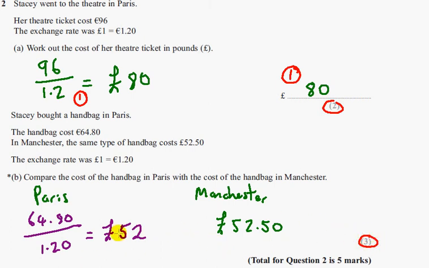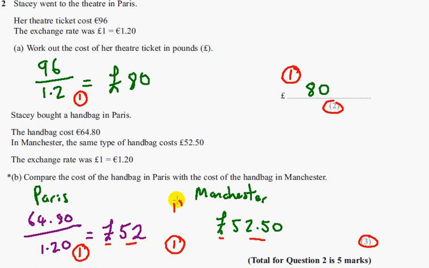The first one is a method mark. Whether you decide to change them both to euros or change them both to pounds, that's fine, but you only get 1 mark for doing either one of those. The second one's actually an accuracy mark, making sure that you've put the pound sign on both of these. And the third mark is for your 2 answers, I believe.